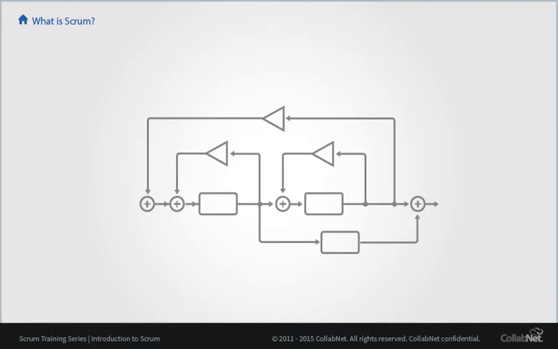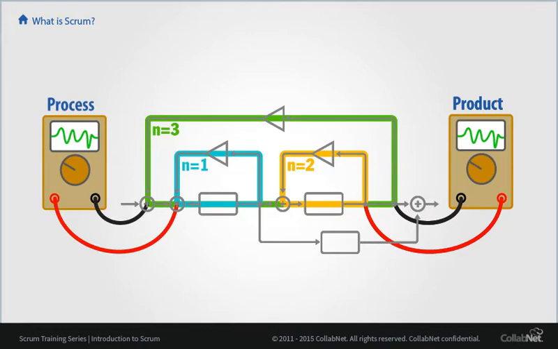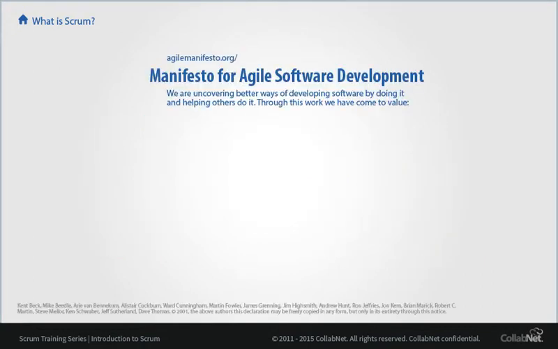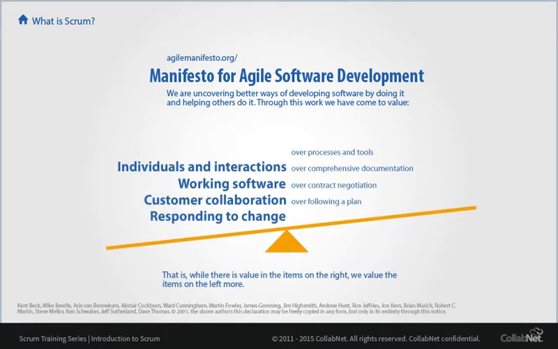Scrum introduces feedback loops, encouraging us to inspect and adapt the product that we're building and the processes we're using to build that product. Scrum is associated with the Agile movement described at agilemanifesto.org. We value individuals and interactions over processes and tools, working software over comprehensive documentation, customer collaboration over contract negotiation, and responding to change over following a plan. This doesn't mean we don't value the things on the right. We do value the things on the left more.